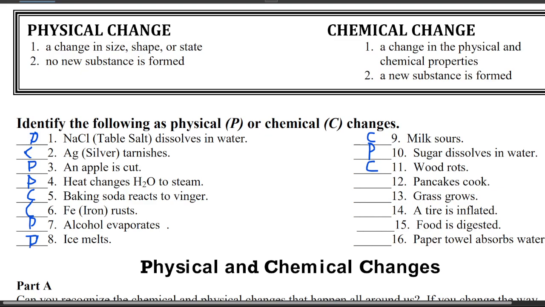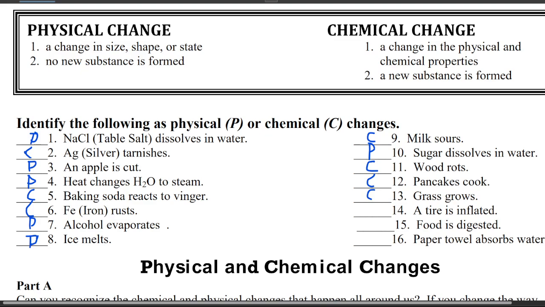Number 12, pancakes cook. So this is not simply a phase change. This is causing a reaction. Like, for example, when you're baking bread, there's a reaction with the yeast and was it the baking soda or the baking powder that makes it rise? That's a chemical reaction. So number 13, grass grows. That's a chemical change. Anything coming to life or usually having to do with life is chemical.